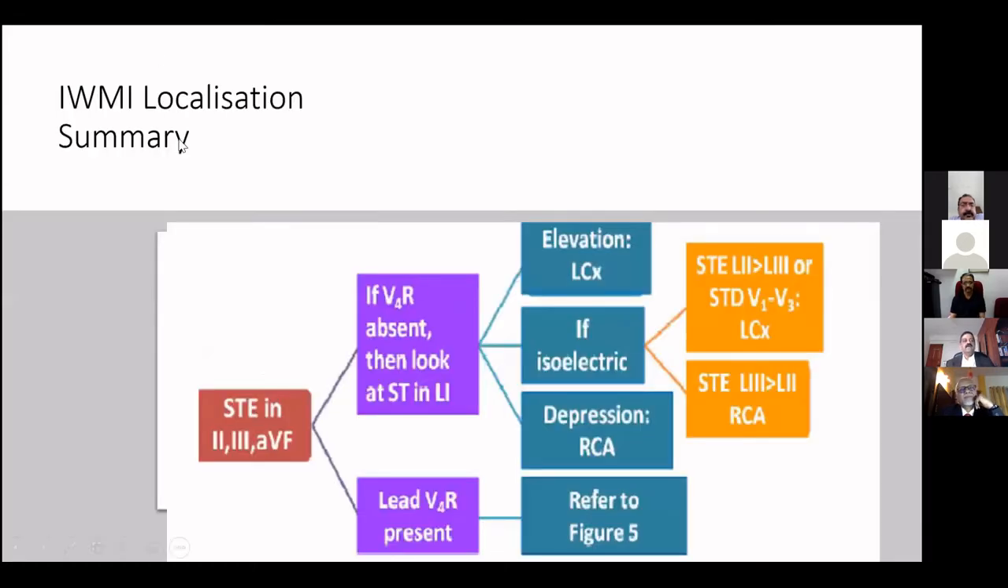So my localization would be this. We have already looked for V4R. Then look for ST elevation in lead 1. If elevation is there, circumflex. If it's isoelectric, then look at leads 2 and 3. If lead 2 is more than 3, it suggests the circumflex. If lead 3 is more than lead 2 in ST elevation, it's suggestive of an RCA occlusion. If there's an ST depression in lead 1 or aVR, then RCA infarct. And lead V4R, we have already spoken about and shown that picture.